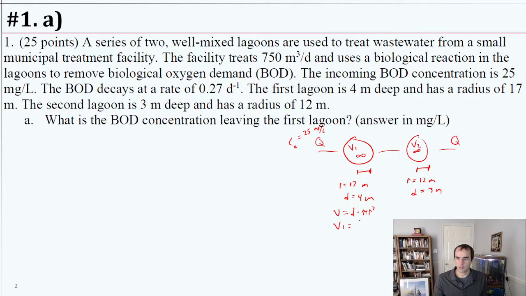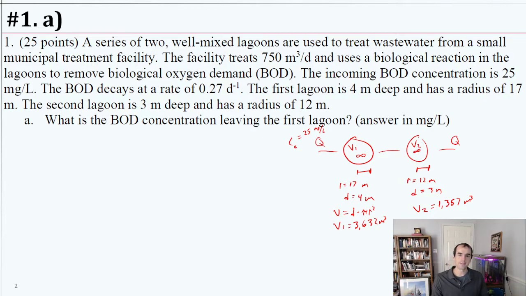And if we solve that, that should be 3,632 cubic meters. And V2 here should be 1,357 cubic meters. Okay, so there's our volume terms for this problem.